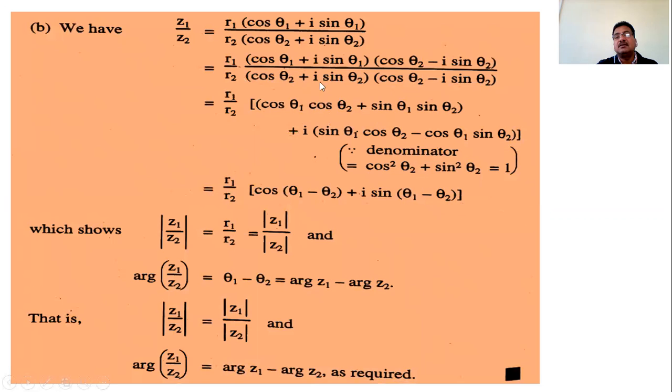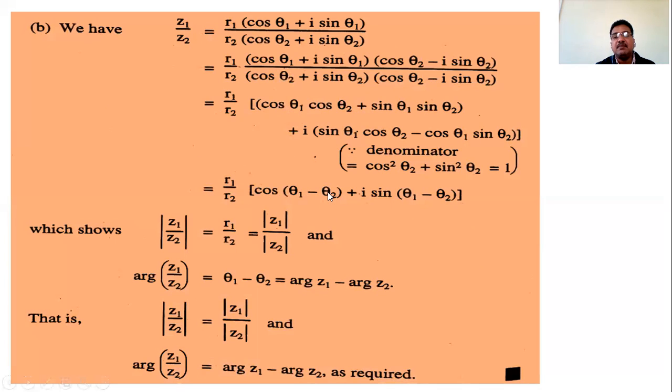Or we can write the multiplication of these two brackets. We have four terms. What are they? Cos theta 2 into cos theta 2, that is cos square theta 2. And then minus I cos theta 2 sin theta 2 and plus I sin theta 2 cos theta 2 become 0. And the last term is what? This term is plus, this term is minus. So minus I square sin square theta 2 means plus sin square theta 2. So that is 1. And then this is the expansion of cos theta 1 minus theta 2.